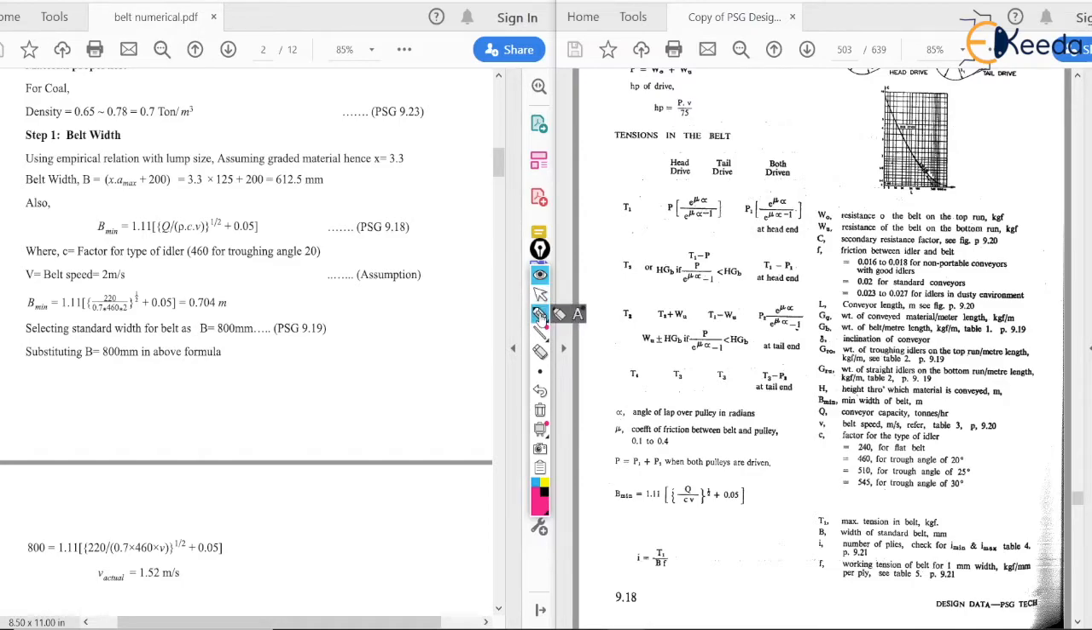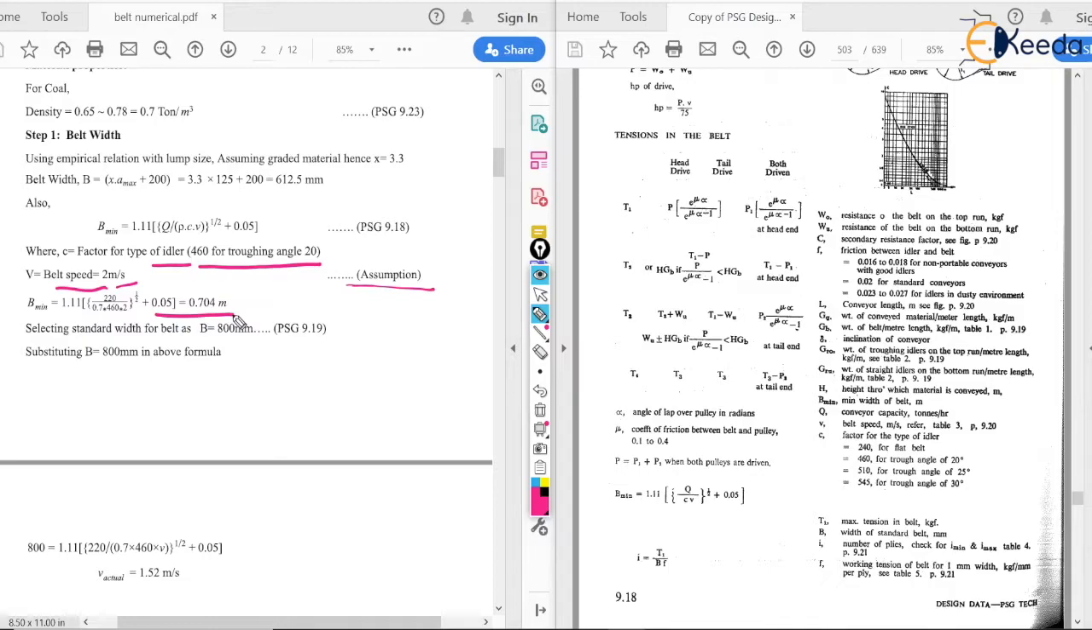First, where C is the factor for type of idler, that is 460 for troughing angle, which is 20 degree. Then V is equal to the belt speed, we have assumed it as 2 meter per second. Now density is known to us, C value is known to us, V value is known to us. So from this we can calculate B minimum. So B minimum is 0.704 meter.